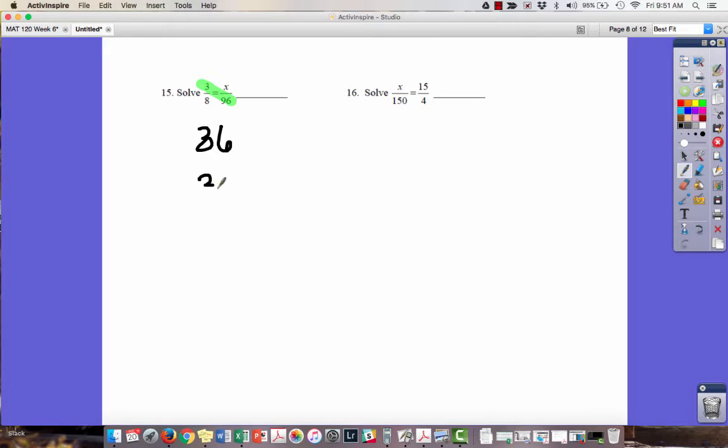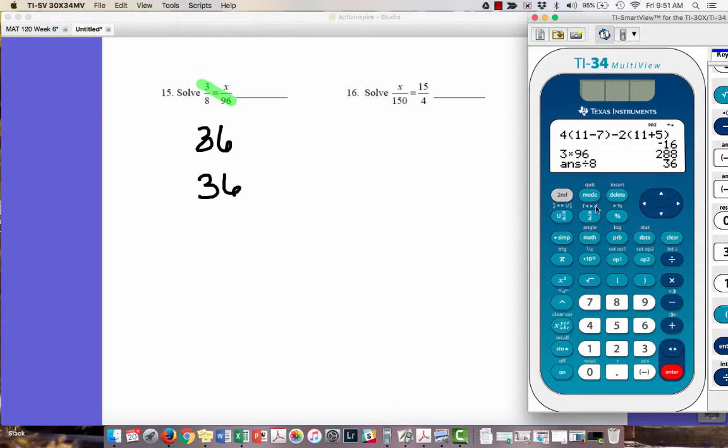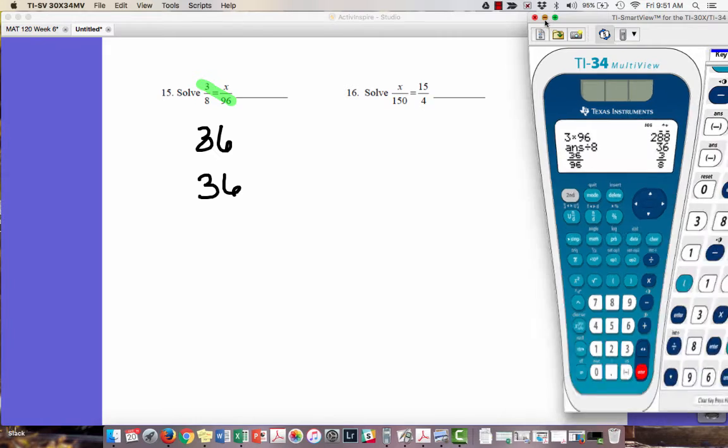Oops, 36 there. Which makes sense, because if I have 36 over 96 and I hit enter, it's going to reduce it down to 3/8. So they're the same thing. So I can check it that way too.